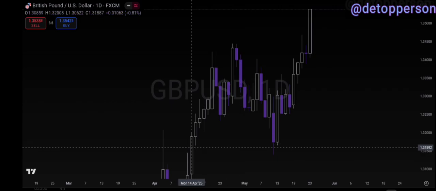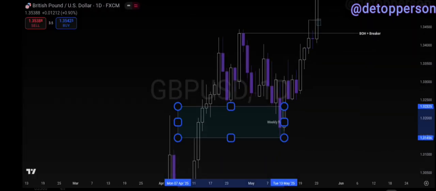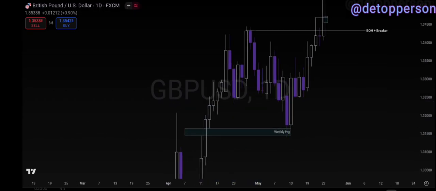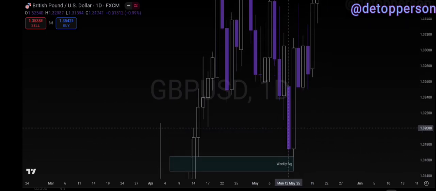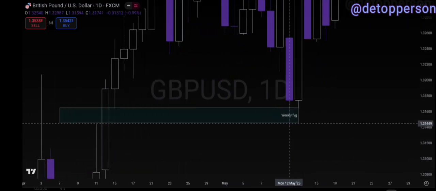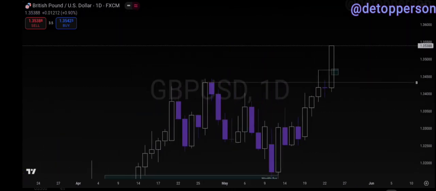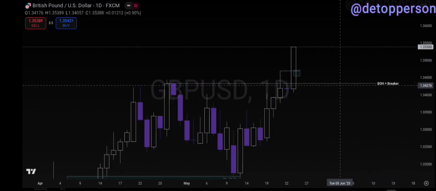Let me just show it so you all can see. So this is the weekly fair value gap, but this is daily. So price tapped into it, and you could see the rejection. How did price react? It rejected off from it, and after the rejection, price traded above. So now that price has traded above this breaker right here, this BOH actually means break of high.